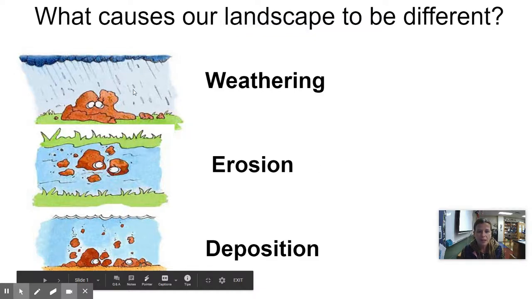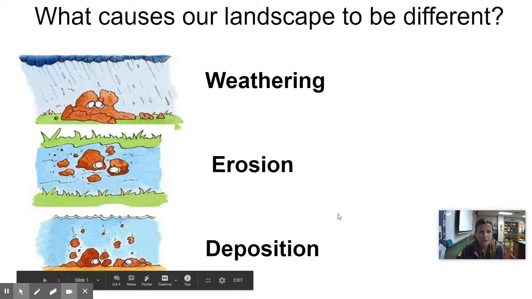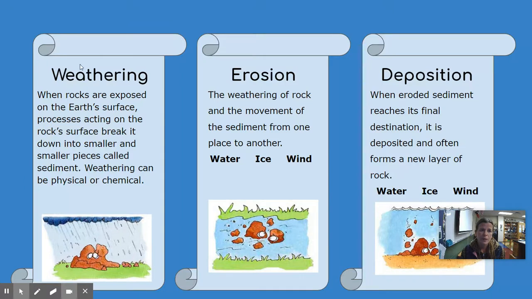Weathering, erosion, and deposition review. What causes our landscape to be different? Well, weathering, erosion, and deposition are the agents that affect our landscapes on Earth.